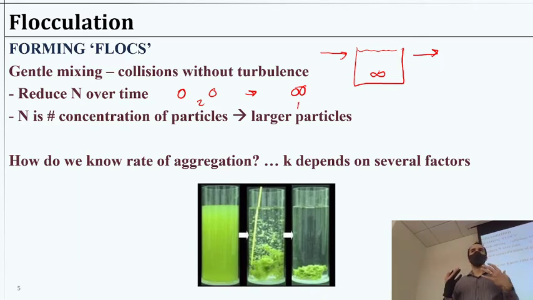So when we solve these problems, what we're going to do is look at the kinetics of removing particles over time, or reducing the number of particles over time. So N is that number concentration of particles. We could write it as particles per liter or cubic meter, whatever we want to use.